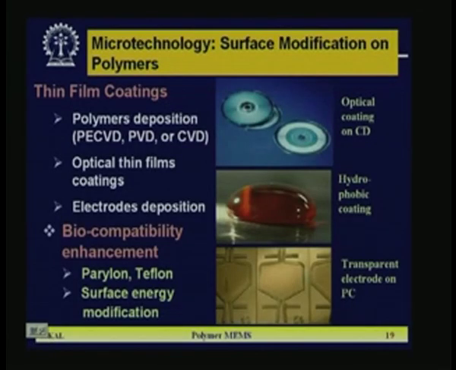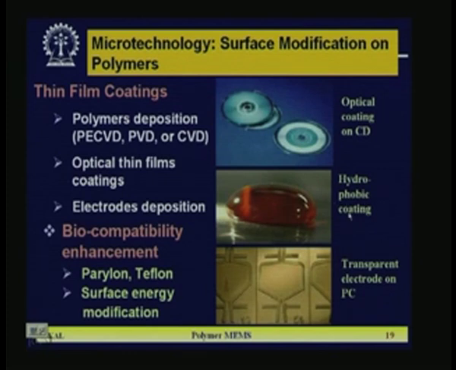Now, here some of the devices are shown where the surface of the polymer has been modified. So, one is, you can see here, optical coating on CD. On top of the CD, some optical coating is made using polymer, and that polymer deposition is done with the help of PECVD, PVD or CVD.